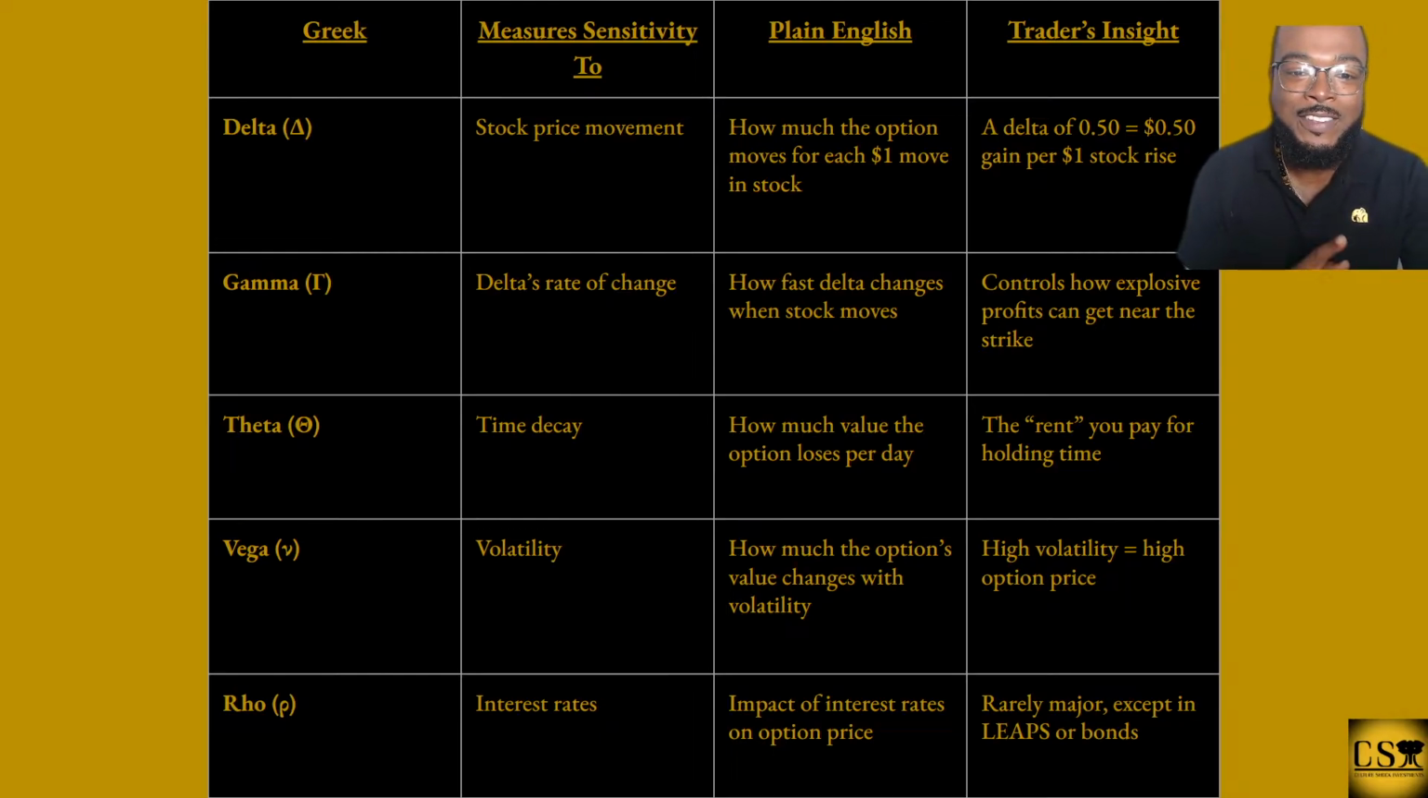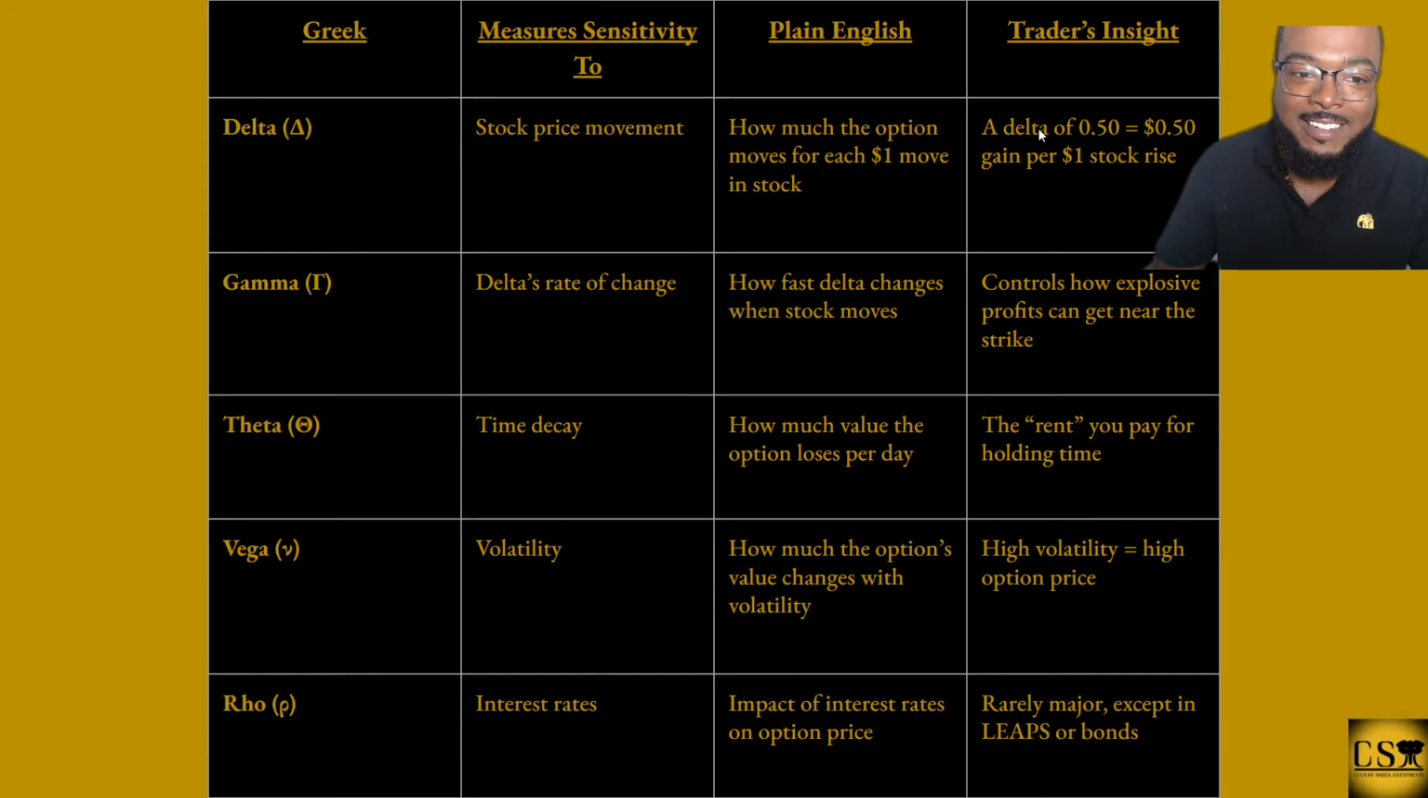So a Delta of 0.5 is going to let you know that it's going to gain 50 cents in value for every dollar that the stock rises. Now remember, 50 cents is 50 times 100. So that's $50 for every dollar that the stock goes up. Because remember, we're dealing with options. You're holding 100 shares. So 100 shares at 50 cents is going to give you $50.